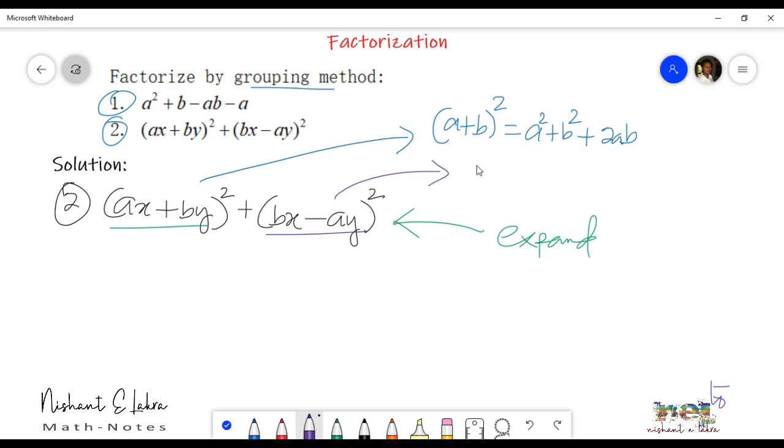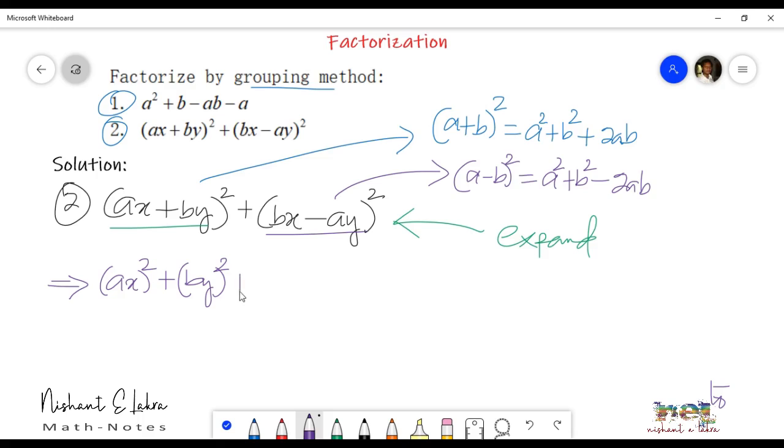And the second term is in the form of a minus b whole square. It's very important that you learn the expansions. And what is the expansion of a minus b whole square? It is a square plus b square minus 2ab, or a square minus 2ab plus b square. So our next step would be to expand both of these terms given in the expression. Remember that ax represents a and by represents b. So a square would be ax whole square, plus b square would be by whole square, plus 2ab would be 2 into ax into by. I hope you have understood this.